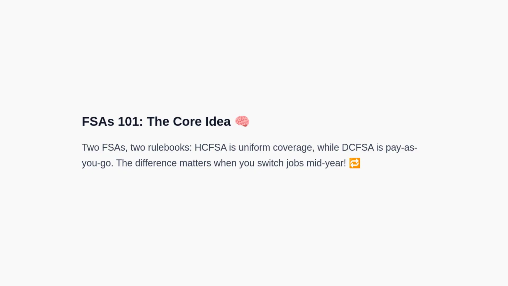At a high level, there are two common FSAs. The Health Care FSA follows the Uniform Coverage Rule, which means your full annual election is available on day one of the plan year. The Dependent Care FSA follows a Contribute First model, which means you can only be reimbursed up to the amount you have actually contributed so far. This difference becomes critical when switching jobs mid-year. Now let's compare them side by side.